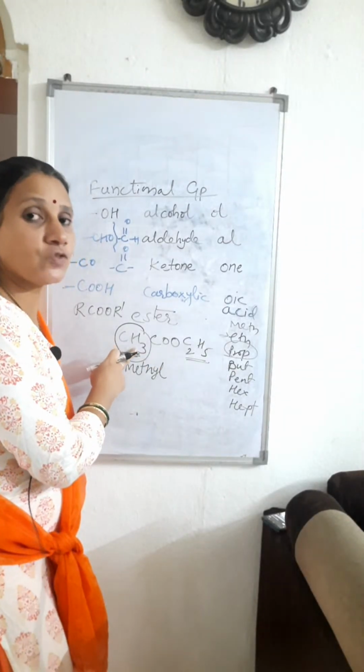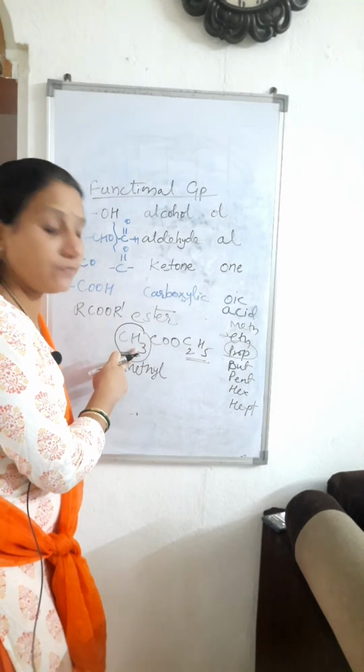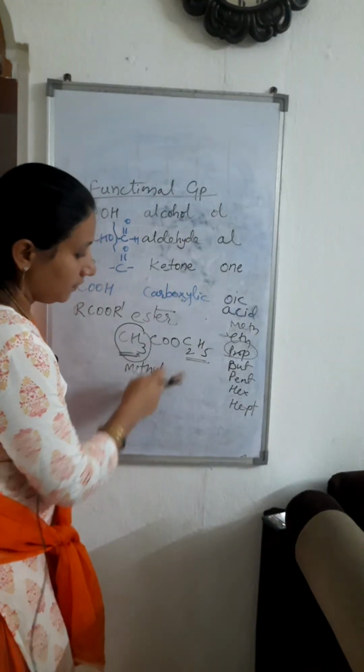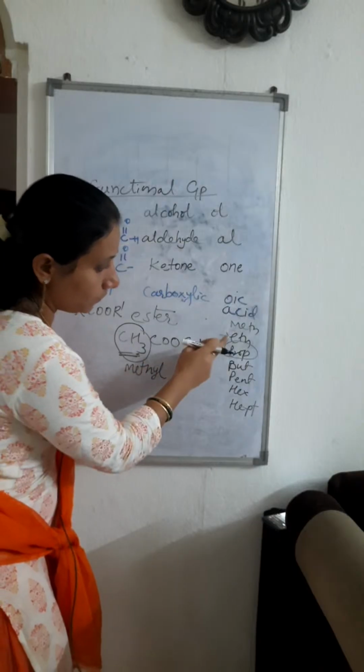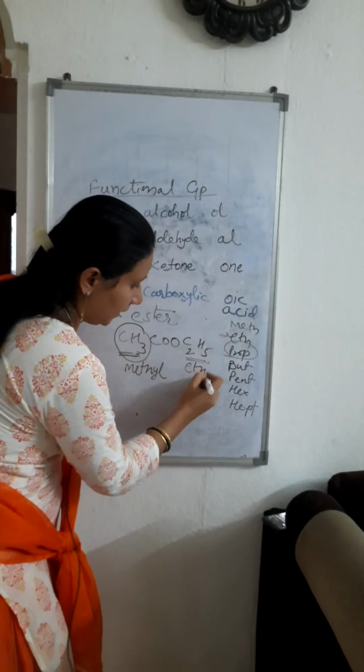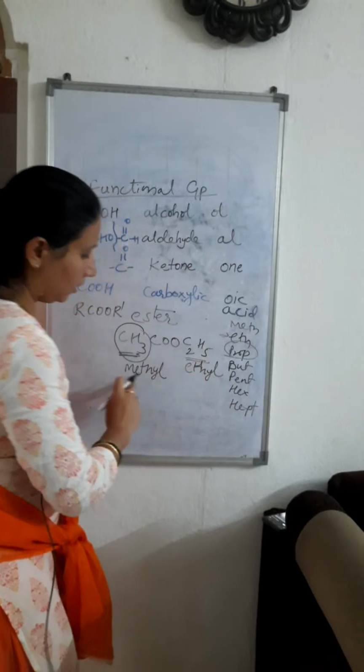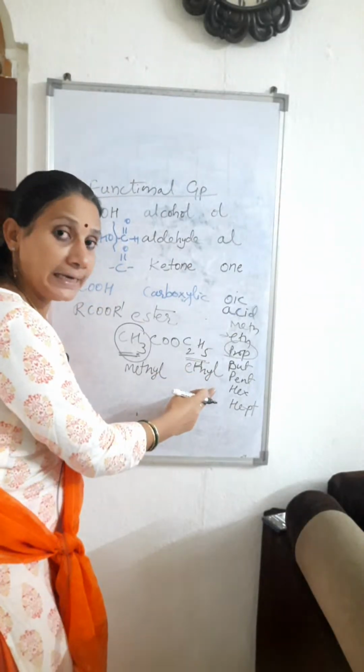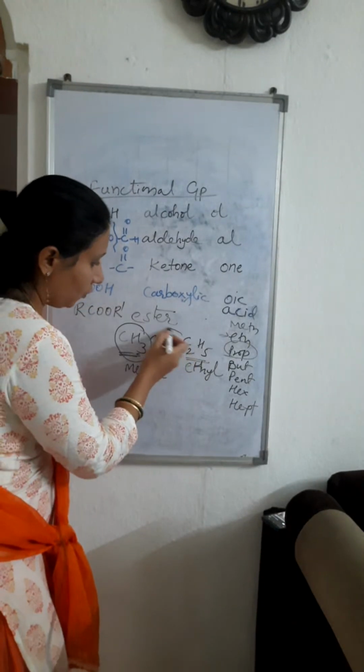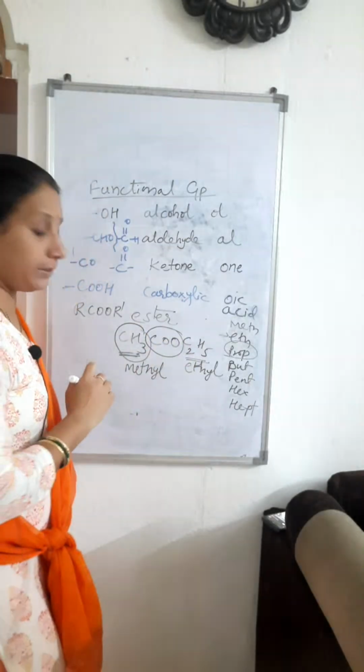Methane formula is CH4. If there is one hydrogen deficient, we call it methyl. Now here two carbons are there, so eth, we call it ethyl. So we got methyl and ethyl here. Now this stands for ester. How are we going to name it?